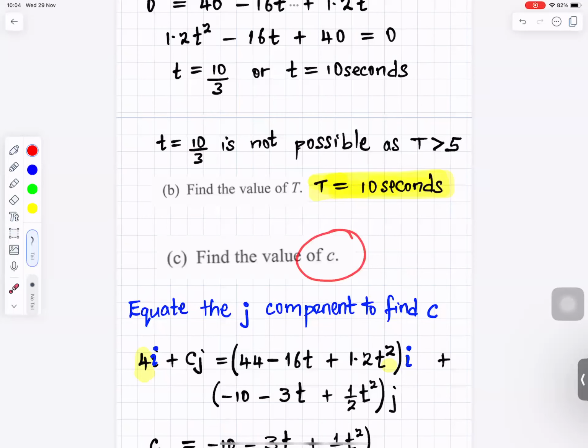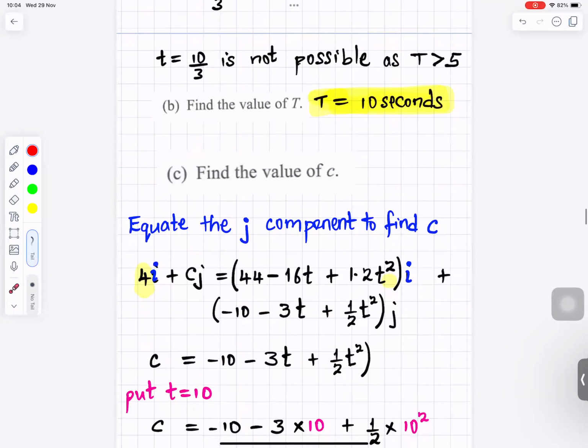Find the value of c. We want to equate the j component to find c. So we go to that expression or the equation. All the ones that have j, we make them equal. The c there has j, so that's c. Minus 10, minus 3t, half t squared, they're all for the j.